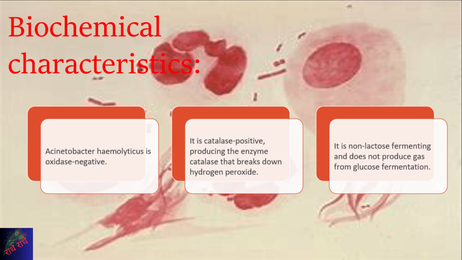Acinetobacter hemolyticus, an opportunistic pathogen belonging to the Acinetobacter genus, is oxidase negative, non-lactose fermenting, and does not produce gas from glucose fermentation. Additionally, it is catalase positive, meaning it produces the enzyme catalase which breaks down hydrogen peroxide.